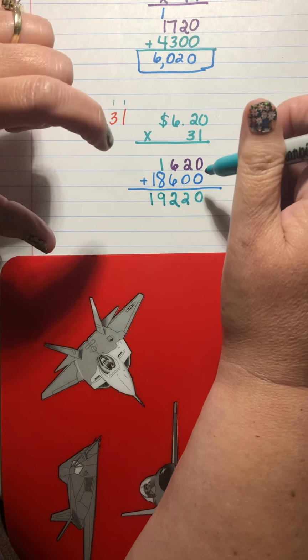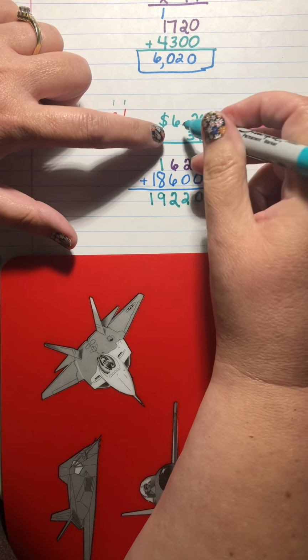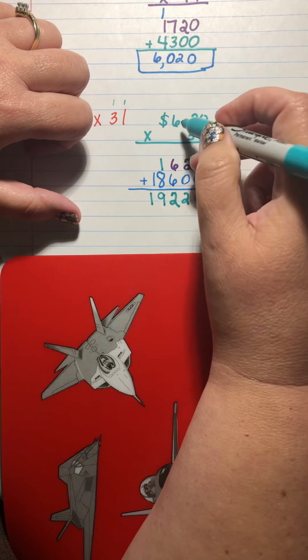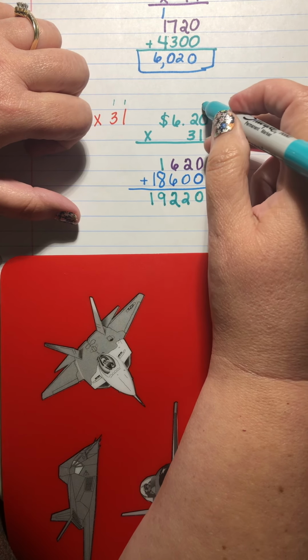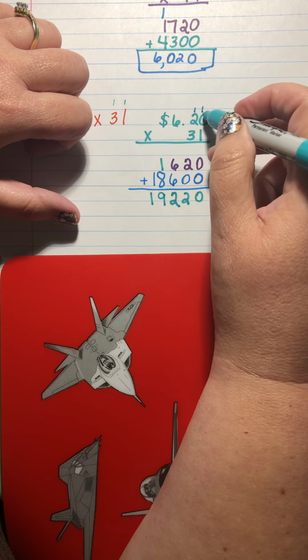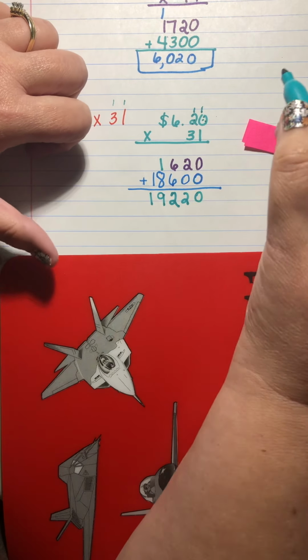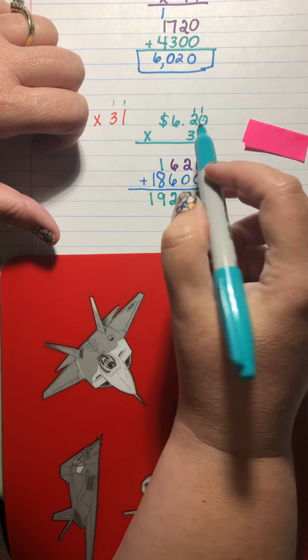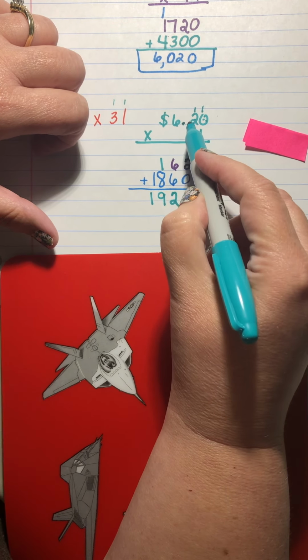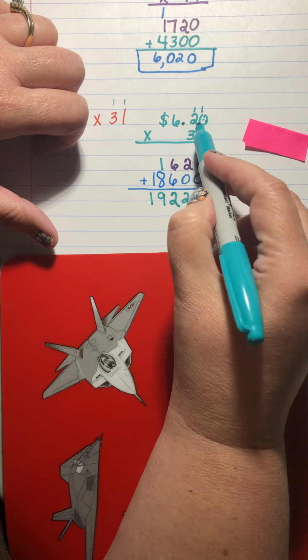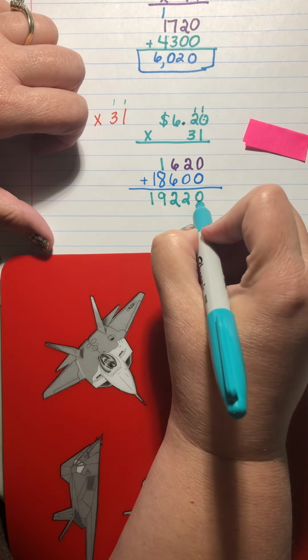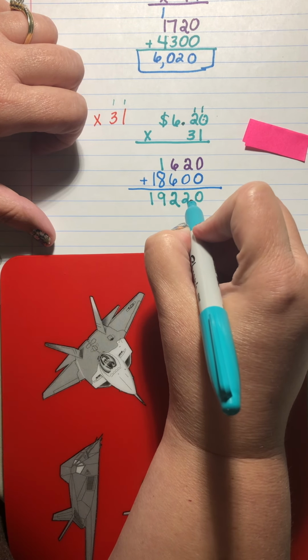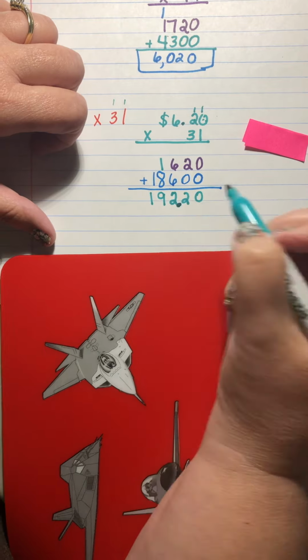Now, I'm dealing with money. Remember, I have a decimal point up here. So when I have money, I have 1, 2 decimal places right here, the 0 and the 2. So in my answer, I need 2 decimal places. Remember, the decimal place is how many digits to the right of that decimal. And I have 1, 2. So I need to place my decimal 1, 2 right there.